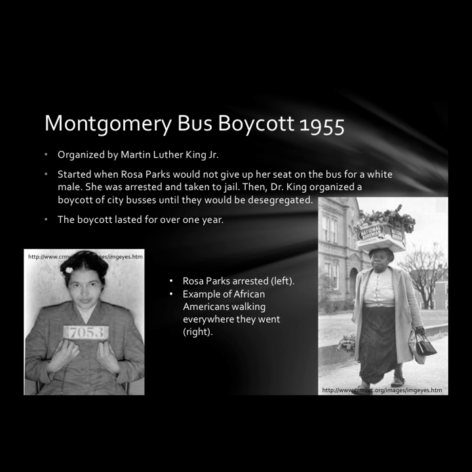The Montgomery bus boycott in 1955 all started when Rosa Parks would not give up her seat to a white male. She was arrested and jailed because of it. Dr. King organized the bus boycott to basically protest Rosa Parks being arrested, and no African Americans would ride any city buses for a year. Montgomery ultimately desegregated their buses.